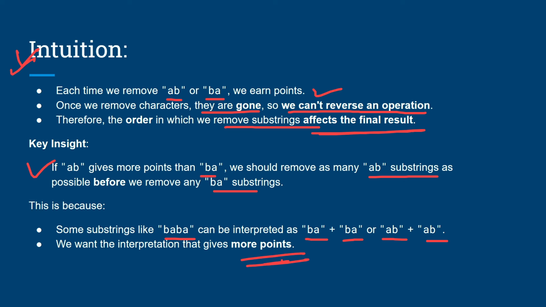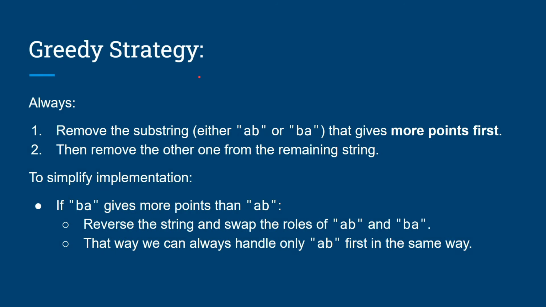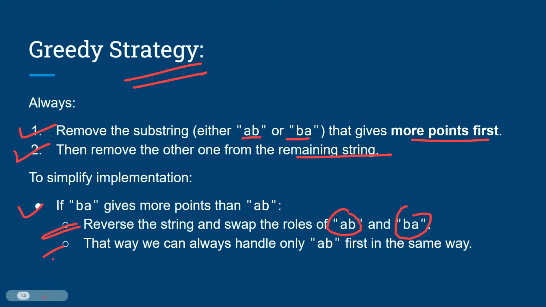I hope you understand the intuition. So can we understand this strategy? We always have to remove the substring, either AB or BA, that gives more points first, and then we'll remove the other one from the remaining string. To simplify this, if BA gives more points than AB, we'll reverse the string and swap the roles of AB and BA. That is why we can always handle only AB first in the same way.